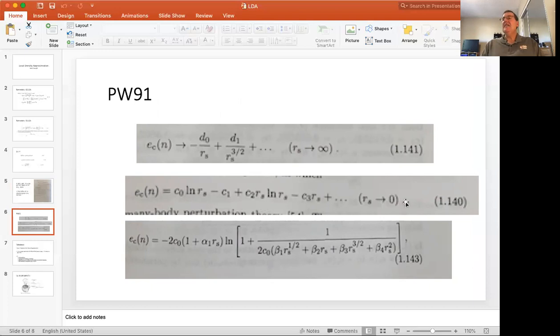And then for the other limit, here's E_C, and here's a function developed by Perdew and Wang that actually connects those two limits. That's their version of a functional that interpolates between low density and high density.